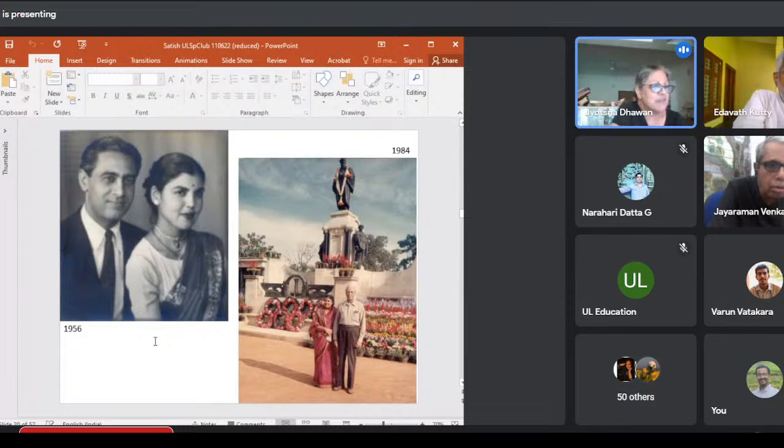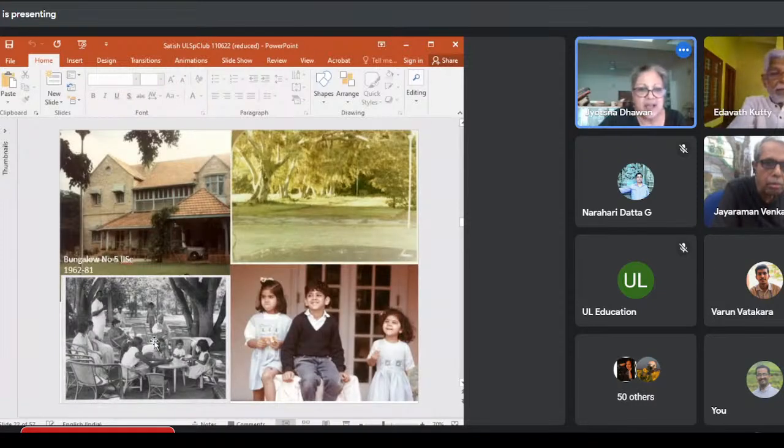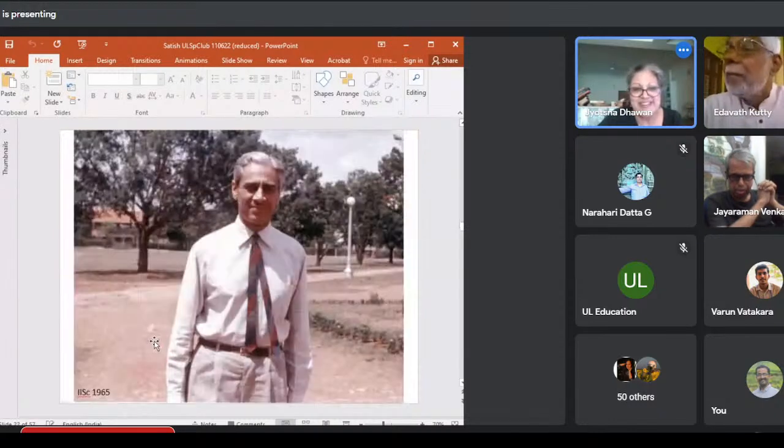So IISc was much more than a workplace for my father; it was the place that gave him his greatest inspiration to work on practical problems. Here's a picture of him with Pandit Nehru. Now, you can imagine living in IISc on that beautiful campus. For us, it was like a paradise, and it has shaped our imagination and given us foundational values that can't be replaced. Here's a picture of Satish in 1965.